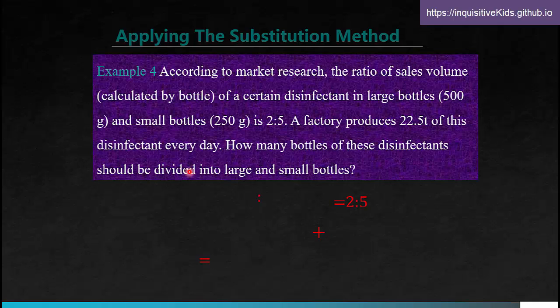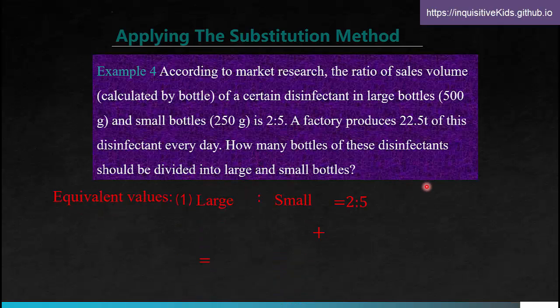Okay, example 4. According to the market research, the ratio of sales volume calculated by bottle of disinfectant in large bottles, 500 g, and small bottles, 250 grams, is 2:5. A factory produces 22.5 tons of this disinfectant every day. How many bottles of these disinfectants should be divided into large and small bottles?